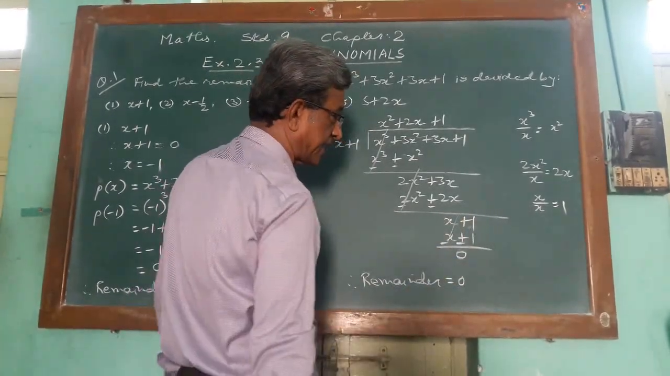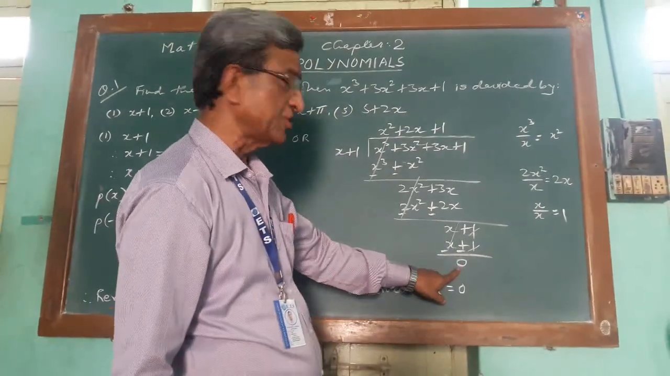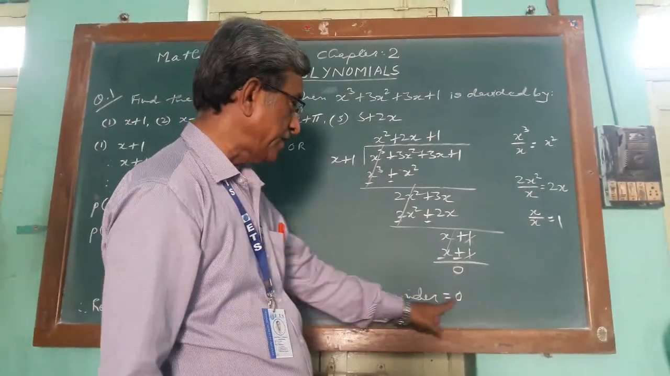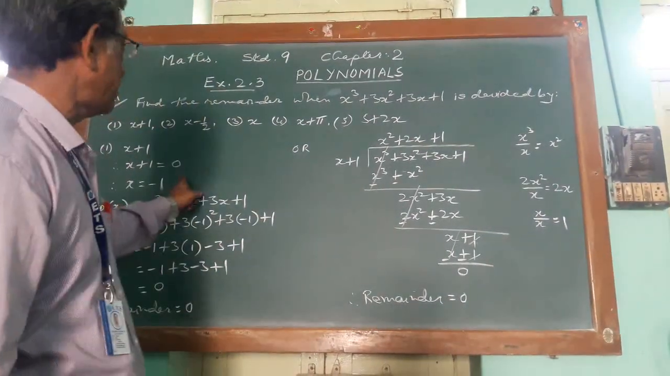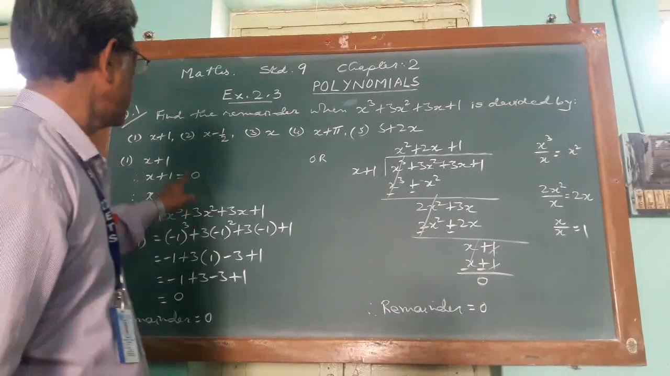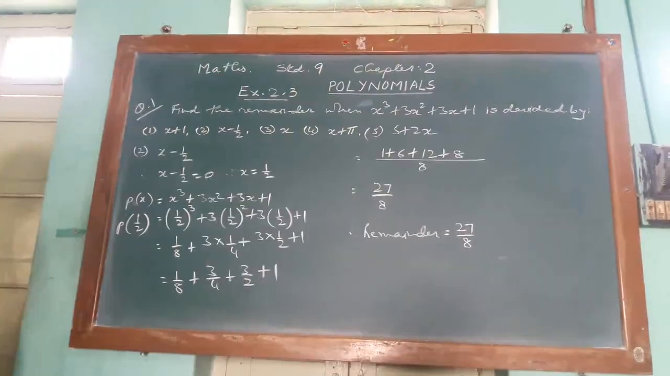Plus x and minus x cancel. Plus 1 and minus 1 cancel, give you 0. So this is the remainder. So remainder is equal to 0. You can find the remainder by either of these two methods. You can use this method or this method to find the remainder.